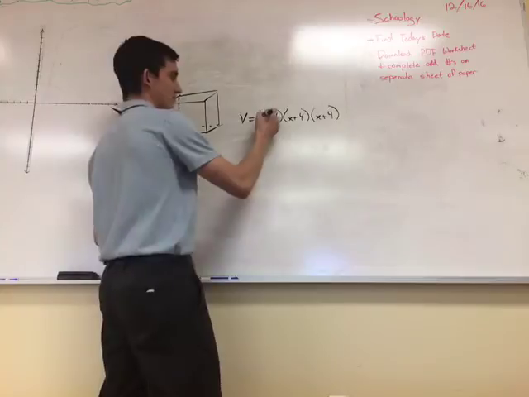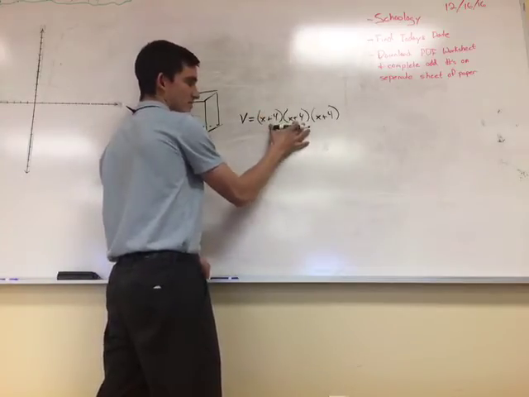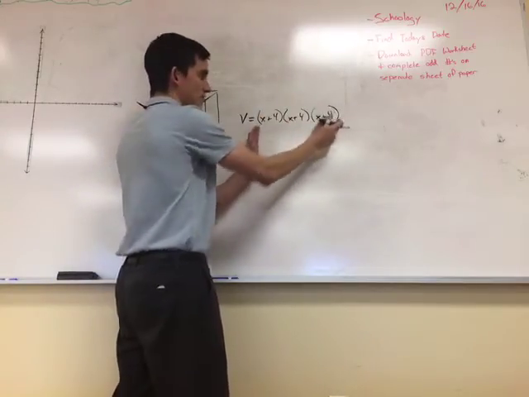So I'd start off by multiplying these two together, and then once I get that, I'll multiply by the next one.